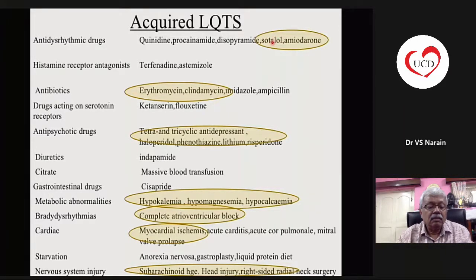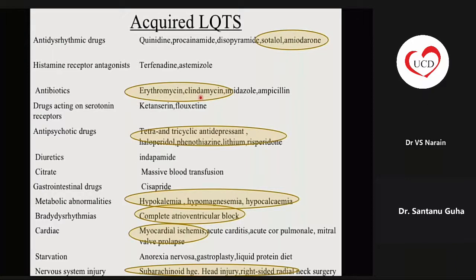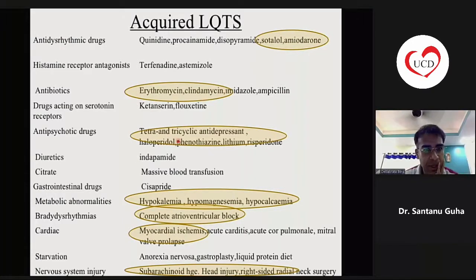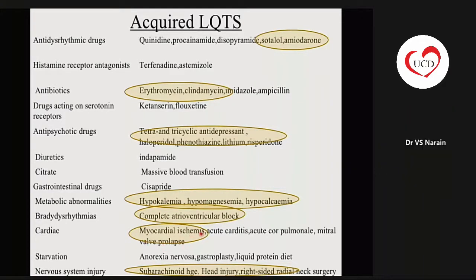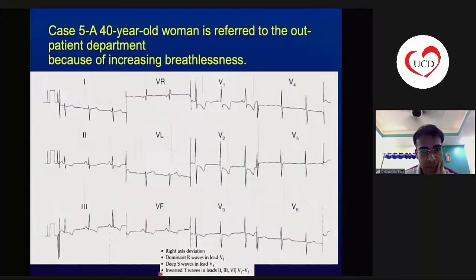So, sotalol and amiodarone are known to cause long QT. Antibiotics like erythromycin, clindamycin. In fact, the previous patient was on clindamycin who had a prolonged QT. Many of the antipsychotic drugs, almost all of them, and hypokalemia, hypomagnesemia, hypocalcemia can cause a longer QT. Myocardial ischemia can cause long QT and torsades, and some neurologic diseases like subarachnoid hemorrhage.